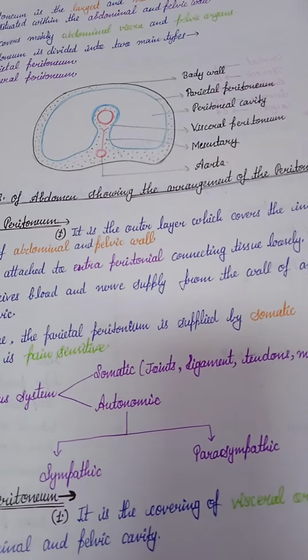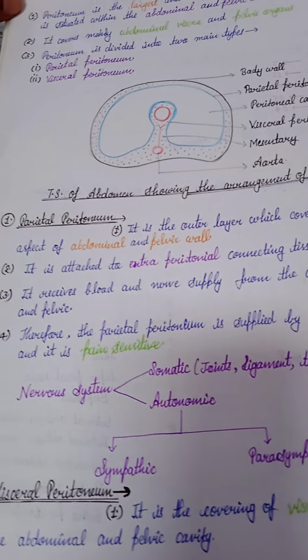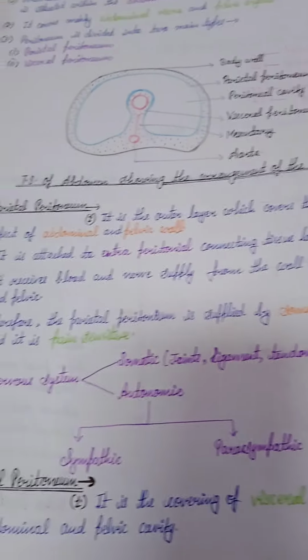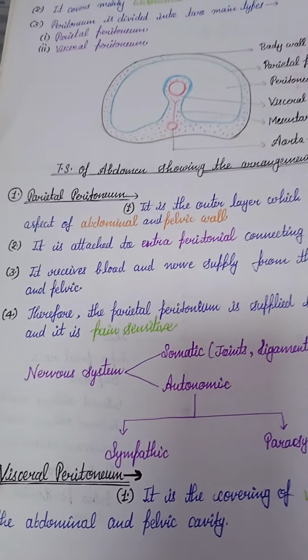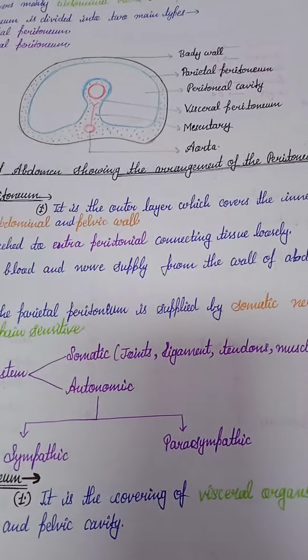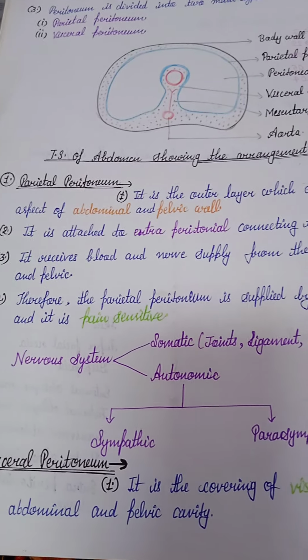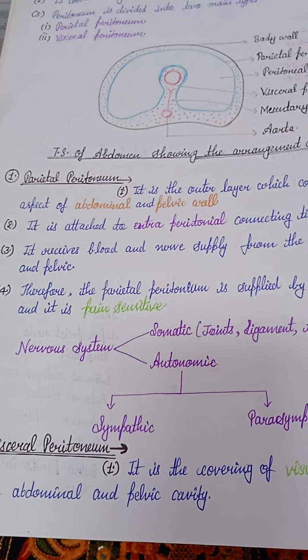It is the outer layer which covers the inner aspect of the abdominal and pelvic wall. It is attached loosely to the extraperitoneal connective tissue. It receives blood and nerve supply from the wall of the abdomen and pelvis. Therefore, the parietal peritoneum is supplied by somatic nerves and it is pain sensitive.